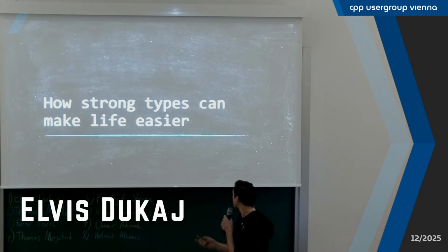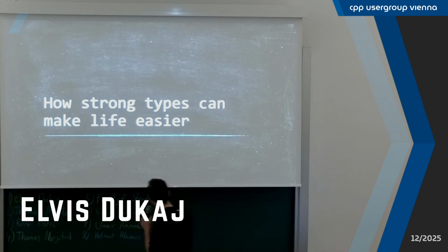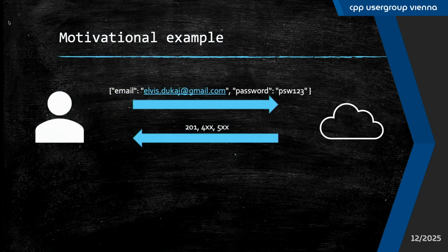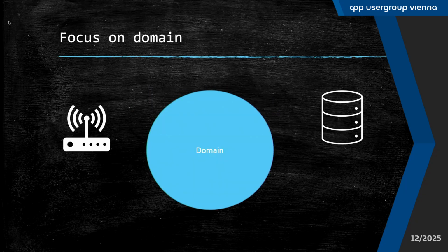This talk is about strong types, so it's a sort of back to the basics. As a motivational example, we will implement a small web server. We implement a use case where a user wants to register himself with email and password, and we will reply with some status code with no data. To keep the scope a little bit more focused, we will focus on the domain.